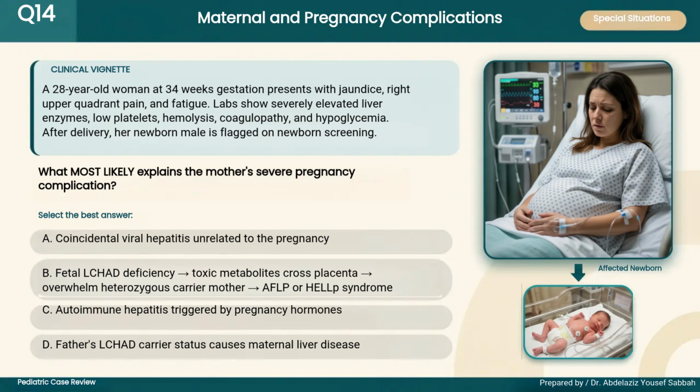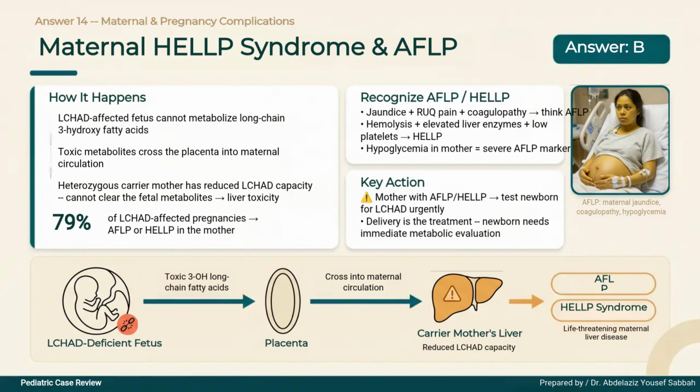What most likely explains the mother's severe pregnancy complication? Option A, coincidental viral hepatitis unrelated to the pregnancy. Option B, fetal LCHAD deficiency, where toxic metabolites cross the placenta and overwhelm the heterozygous carrier mother, causing acute fatty liver of pregnancy or HELP syndrome. Option C, autoimmune hepatitis triggered by pregnancy hormones. Option D, the father's LCHAD carrier status causes maternal liver disease. The correct answer is option B.